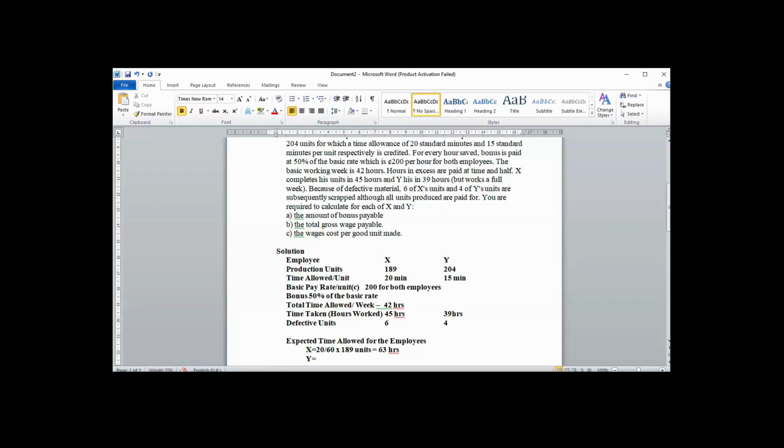Y is equal to 15 minutes divided by 60 times 204 units. 204 times 15 is 3,060. What do you say? No, 51 hours. 15 minutes divided by 60 times 204. What I've just done is that it is 51 hours. 51 hours, right? Yes, sir.